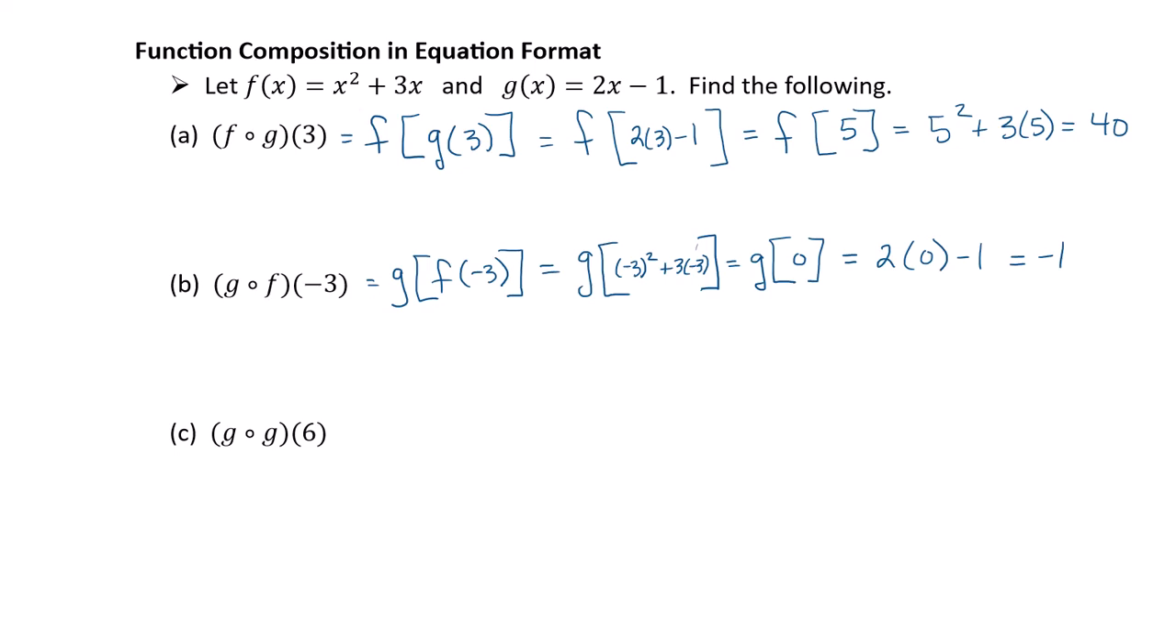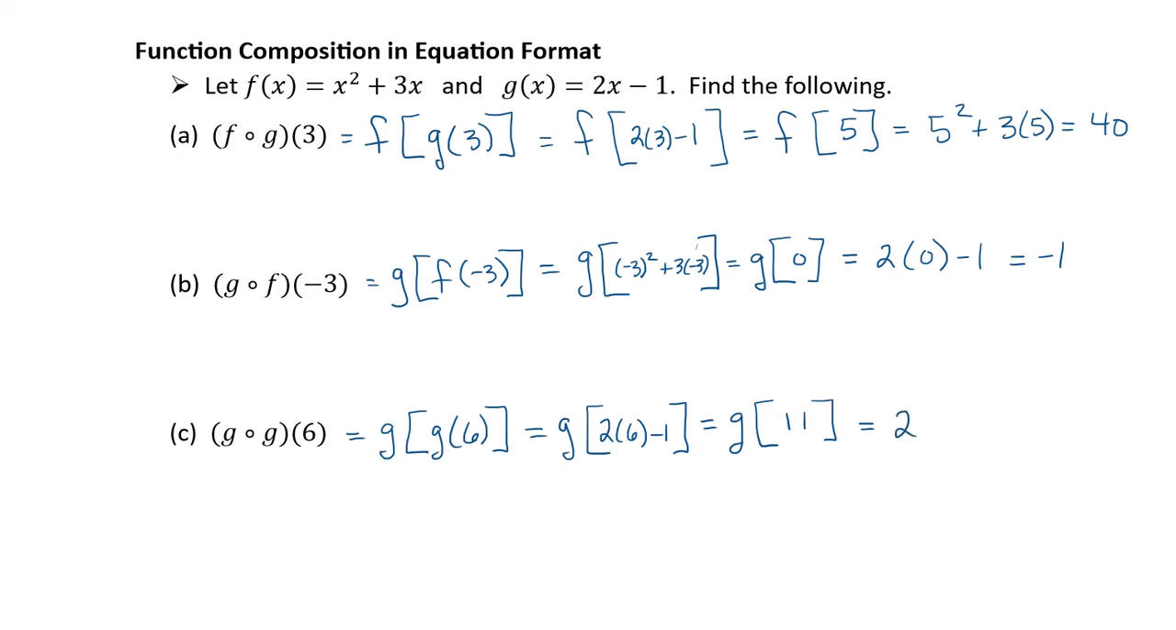Now g composed of g of 6. This is g of g of 6. So again, we leave the outer function and work on the inside. G of 6 is 2 times 6 minus 1. Simplifying the inside, we have 11. G of 11 is the only thing left to evaluate. We have 2 times 11 minus 1, which is 21.